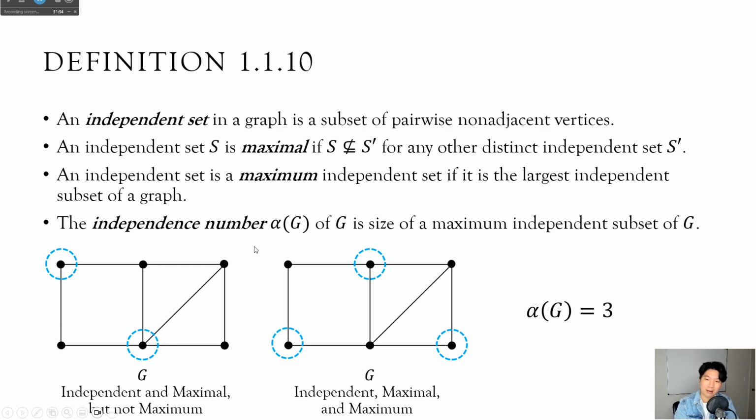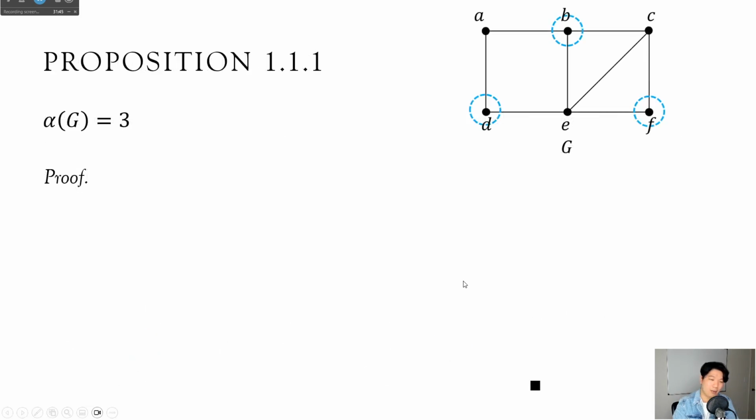So we have this here. Just as a very brief idea on why this is equal to 3, let's go ahead and introduce this proposition. If I have this graph, why is it equal to 3 exactly? How do I know that this is the biggest possible maximum independent set?